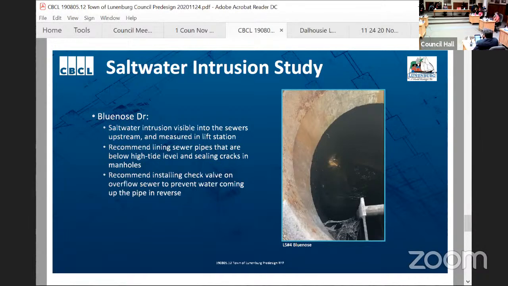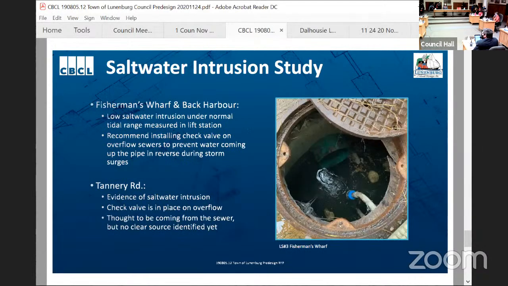Okay, next slide, please. At Fisherman's Wharf and Back Harbor, these don't normally get saltwater intrusion, we found, but under storm surge conditions, they are at risk, so we'd recommend a check valve there as well. On Tannery Road, there was some evidence of intrusion of saltwater, and it looked to be coming from the collection system, but that one is still under investigation.